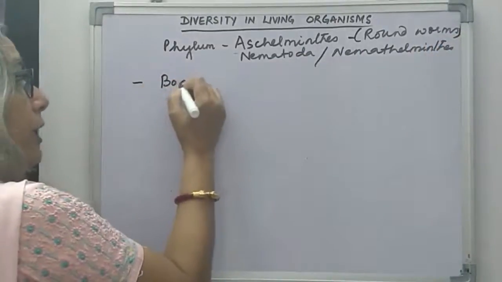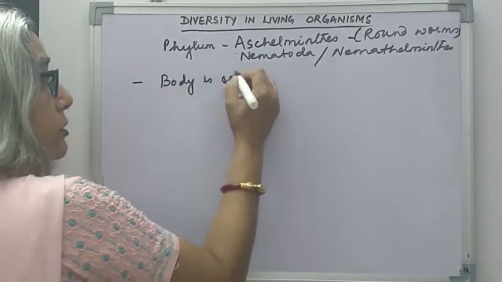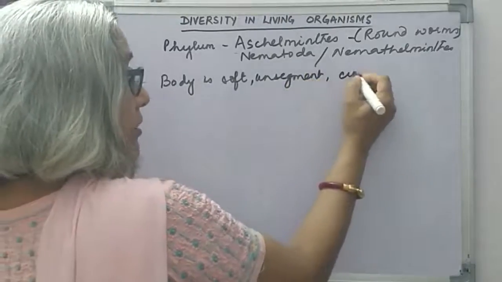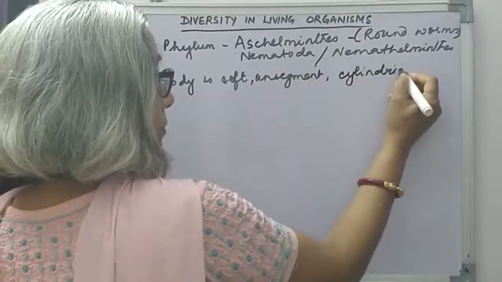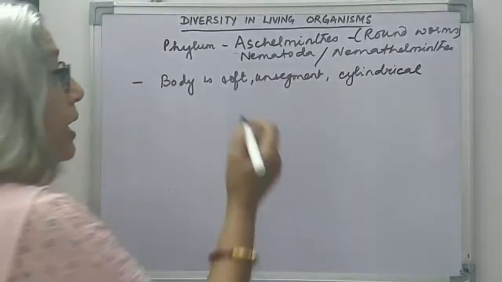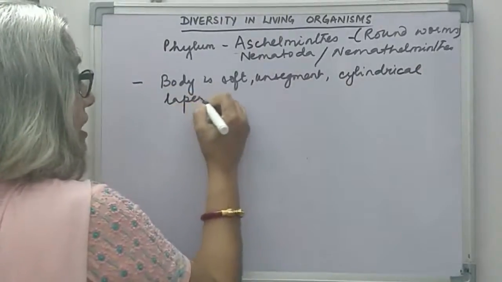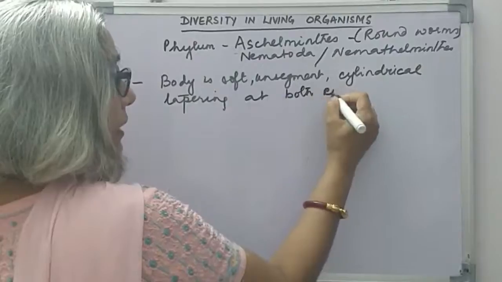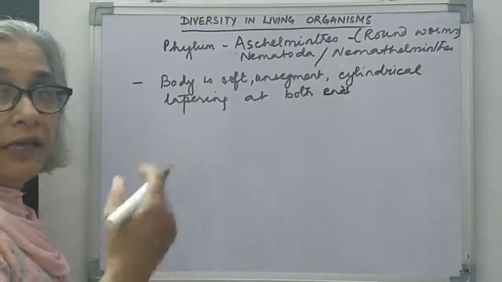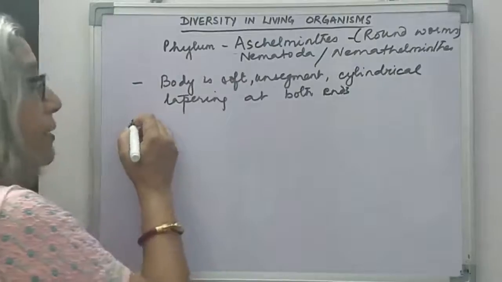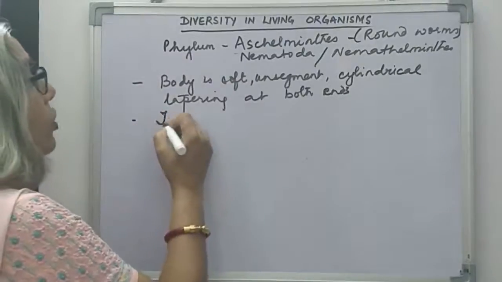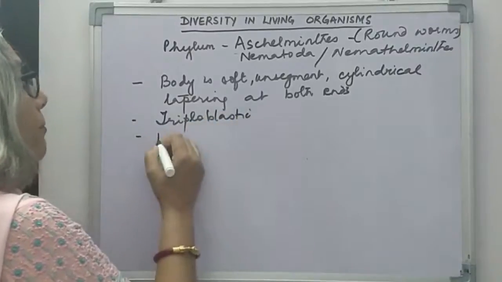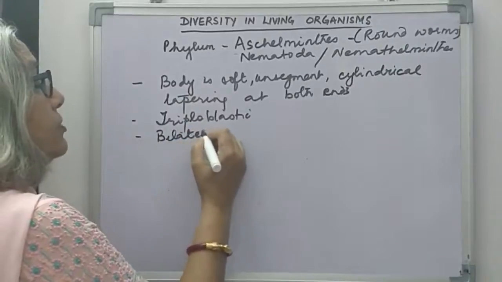because the body is soft, unsegmented, cylindrical, because of which they are called roundworms, and the body is tapering at both ends. That is, it is slightly narrower at the anterior end and the posterior end. So we say it is tapering at both ends. These organisms are also triploblastic. They are bilaterally symmetrical.